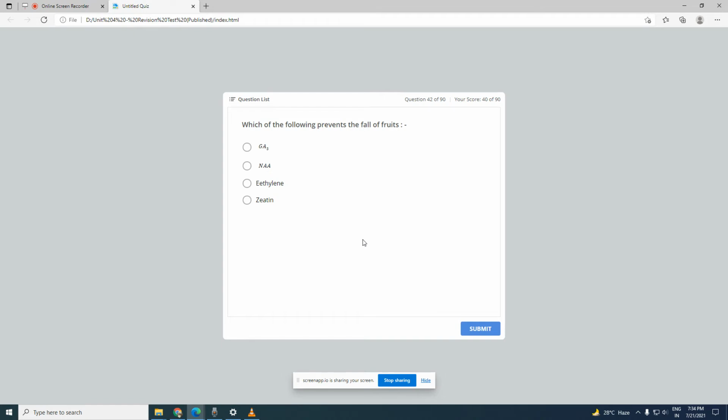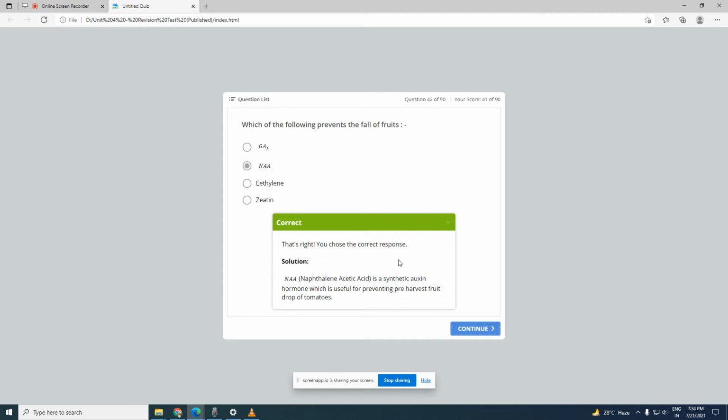Next question. Which of the following prevents the fall of the fruits? GA3, NAA, ethylene, zeatin. The right answer for this question is NAA, that is naphthalene acetic acid. That is the right answer.